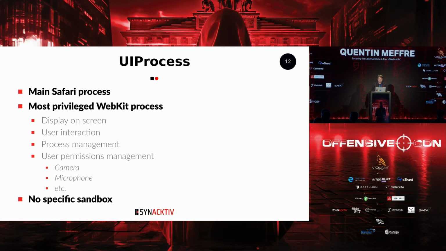And to finish, the UI process is the most privileged process of WebKit. It does lots of privileged operations. For example, it will display things on the screen, it will interact with the user, it will manage each WebKit process, and it will manage the user permissions. This process is very interesting from an attacker's point of view because today it doesn't have any specific sandbox except for the system sandbox. So it can access lots of kernel attack surface and things like that.